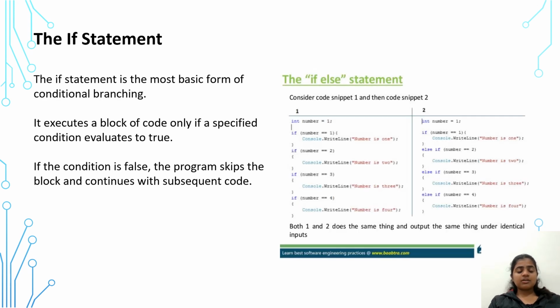The if statement. The if statement is the most basic form of conditional branching. It executes a block of code only if a specified condition evaluates to true. If the condition is false, the program skips the block and continues with subsequent code.